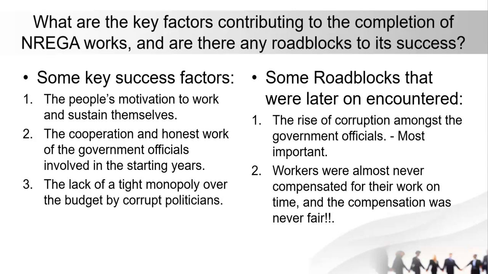On the flip side, let us look at certain roadblocks that were later on encountered. The most important of which was the rise of corruption amongst government officials. This is not only seen in the case of NREGA, but in various other government policies, whether it be the 2G scam or any other scam that has been encountered in the history of India and its politics.